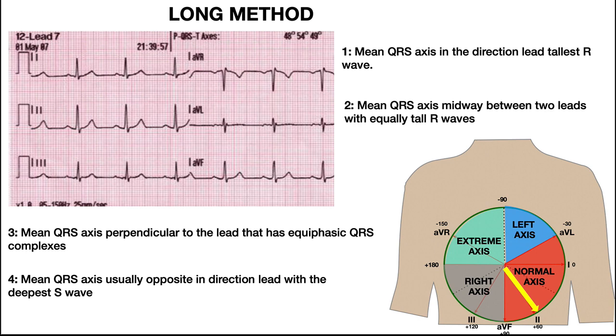And we also have this rule that mean QRS axis is usually opposite in direction to the lead with the deepest S wave. So if you see the deepest S wave is in AVR, and again it's in opposite direction to lead number 2. So from this we could accurately say that the mean QRS axis is going in the direction of lead 2, that's plus 60 degrees.